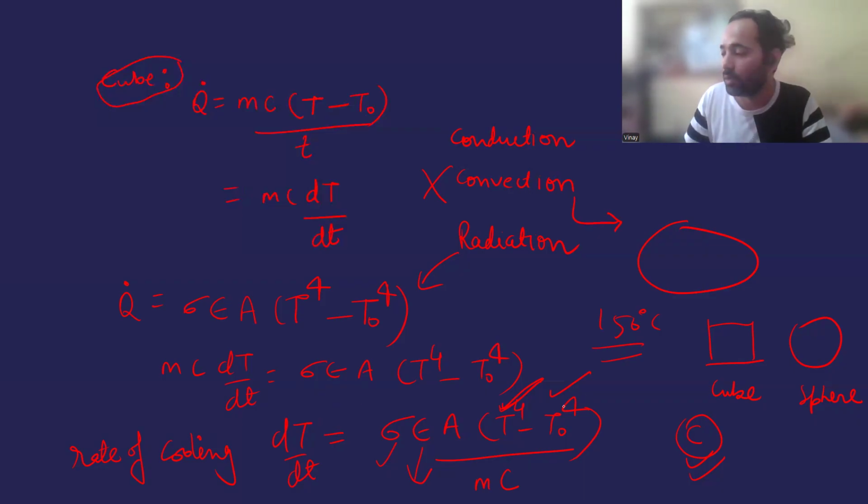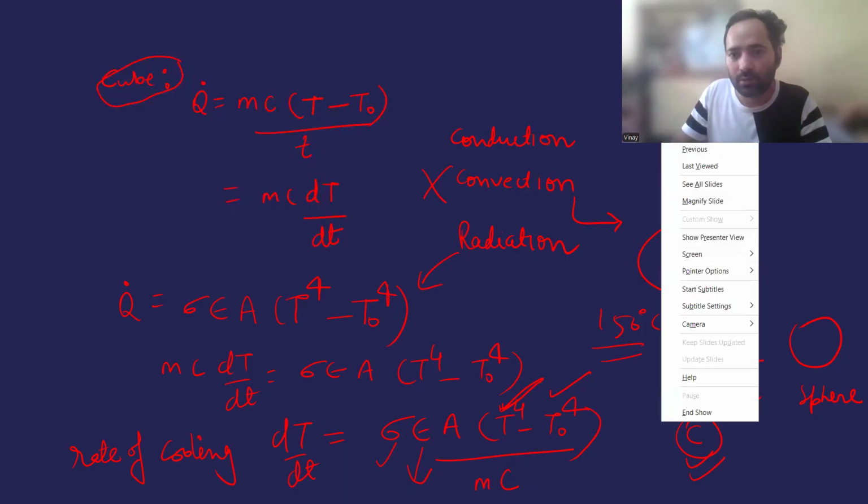Now, this dT/dt will depend on A and mass. Okay, so let's move on to the next slide. What we derived is that dT/dt is proportional to area upon mass.